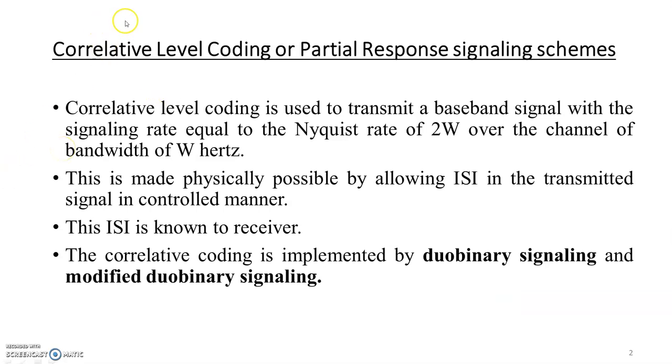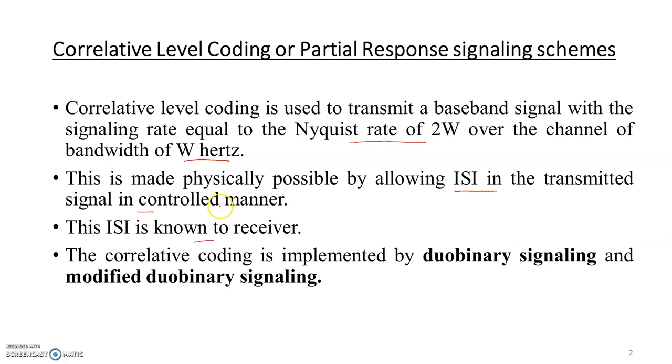In this lecture, we will see what is correlative level coding, also known as partial response signaling. We have already seen the Nyquist criteria for distortionless baseband binary transmission. So we know for a distortionless baseband binary transmission, the Nyquist rate is 2W and the Nyquist bandwidth is W hertz. And in correlative level coding, we can achieve the same bandwidth of W hertz by allowing a small amount of ISI in the transmitted signal. This ISI is known to the receiver.